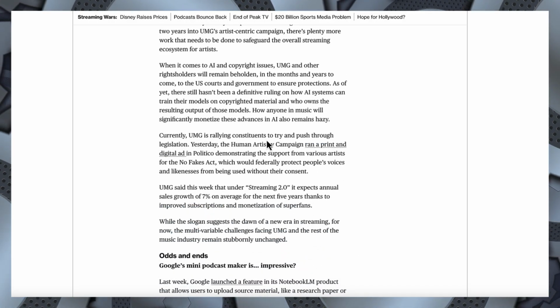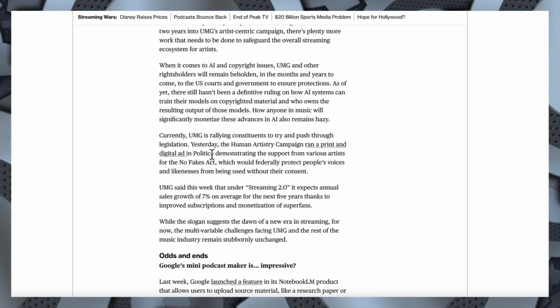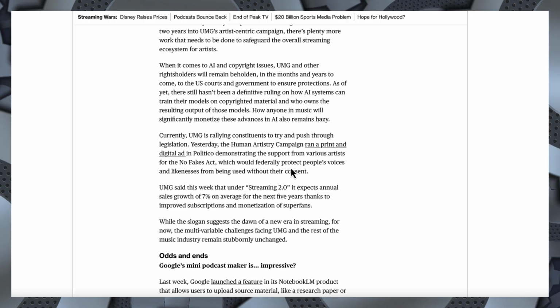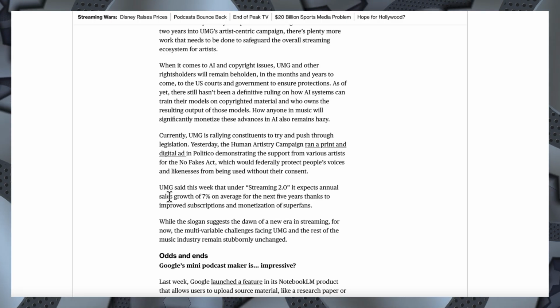Currently, UMG is rallying constituents to try and push through legislation. Yesterday, the Human Artistry Campaign ran a print and digital ad in Politico demonstrating the support from various artists for the No Fakes Act, which would federally protect people's voices and likeness from being used without their consent.